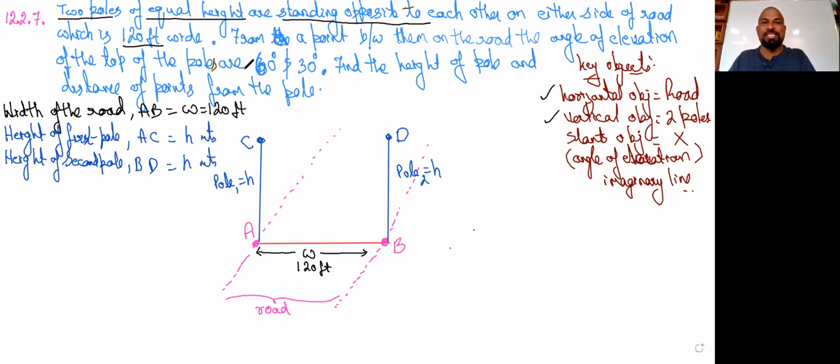Okay, now what is the next part? From a point between the road, guys, he has taken a point between the road. We have to remember, he did not say exactly in the middle. He did not say in the center of the road. He said just between. It is between the first pole and the second pole, but it may be close to the first pole or close to the second pole. We don't know that. Therefore, it is not mandatory that we take it exactly in the middle.